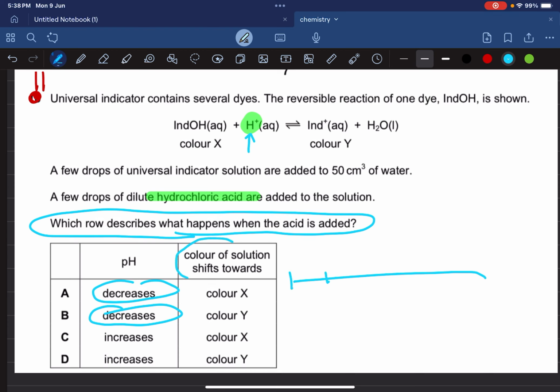But the color of the solution shifts towards, what do you guys think? The color of the solution, more acid is added. It's an equilibrium, and equilibrium tries to reverse everything you do. So when you increase the acid concentration, in order to decrease it, the equilibrium is going to shift towards Y. So the equilibrium is going to shift towards this color Y. I hope you understand this, because we have tried to increase this thing. So in order to decrease it, the equilibrium is going to make more of the product. So it's going to shift towards colored Y, and pH is going to decrease because we have added an acid.